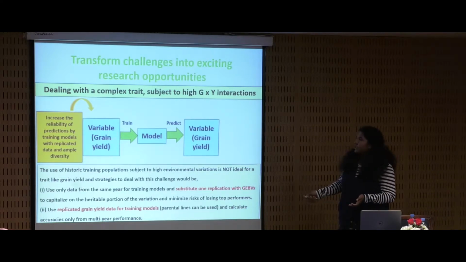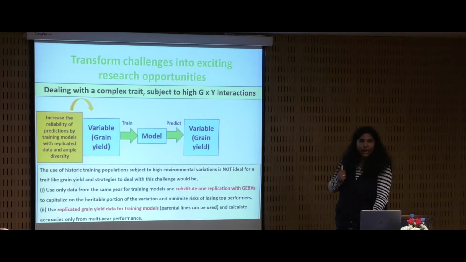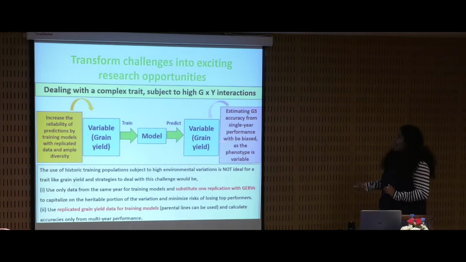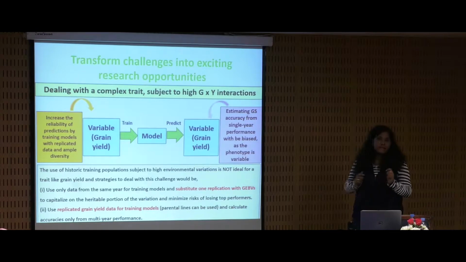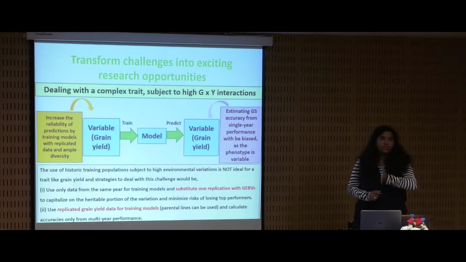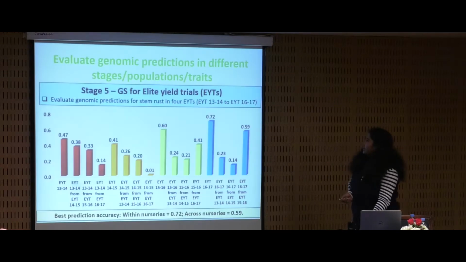So what we understood is that we need good replicated data for a trait like grain yield, which is so variable across years. And again, when you estimate the accuracy from single year performance, that's going to be biased because that single year's performance of a genotype is not going to be its true breeding value. If it's going to change the next year, it's important that you either correlate it with multi-year performance of a line or simply use good training populations and take it on faith and move on with your predictions. So yeah, that's what we currently observed.